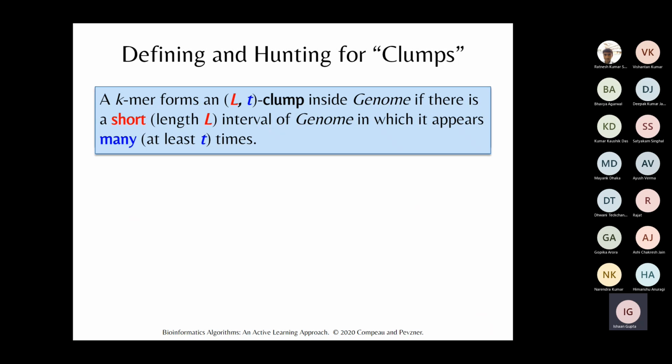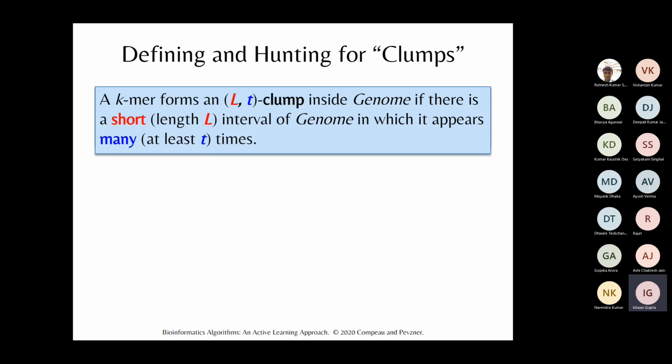A k-mer here forms an (L, T)-clump. So we define a clump as (L, T) inside a genome: if there is a short interval of length L in the genome which has an appearance of a frequent word at least T times. Is this clear to everybody? So we call a clump a clump. Basically, you need to have a window of length L, and that window should have at least T occurrences of a k-mer, right? So k could be 9, k could be 8, k could be 10. In the case of DNA boxes, k is 9.